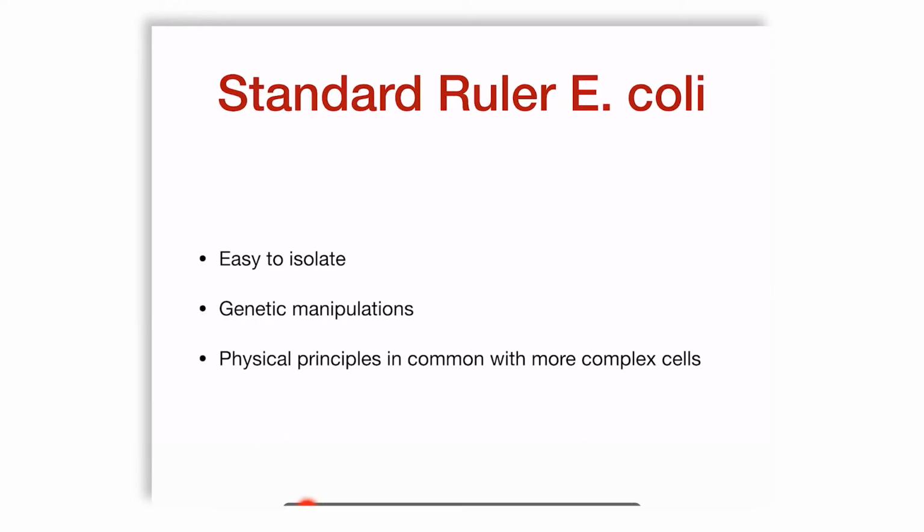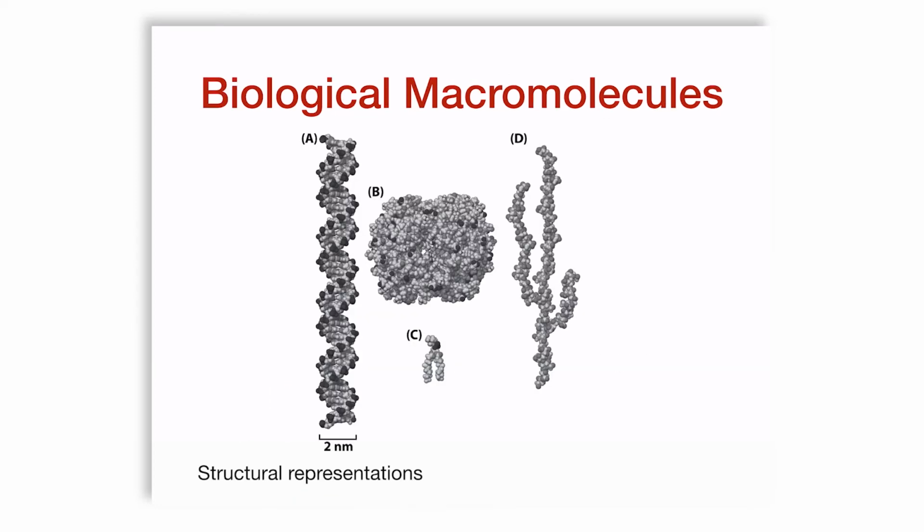The standard ruler of E. coli, which we said is a very well understood organism, is also easy to isolate, possible to do genetic manipulations, and physical principles are in common with more complex cells. The biological macromolecules that make it up consist of these A, B, C, D. If I ask you to guess what these are, it's probably easy for you to figure out that A is DNA, B-DNA in fact. B is a protein. It's a large protein, in fact. It's oxyhemoglobin, which consists of a tetramer.